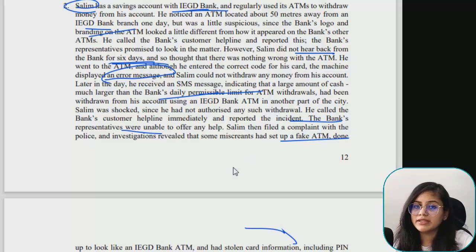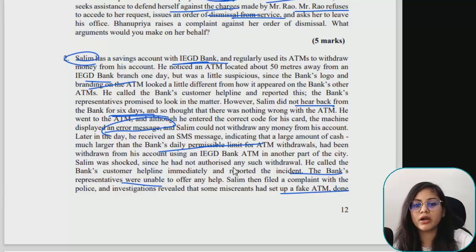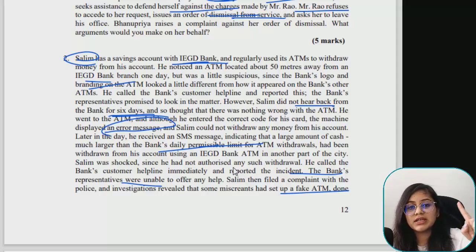Now here you can take either side as discussed earlier. You can appear for Salim or against Salim, for the bank. The relevant fact for you will be, first of all, that Salim was suspicious of the ATM and therefore he reached out to the customer care helpline and informed them, and they did not get back. Now what can the reasoning be here?